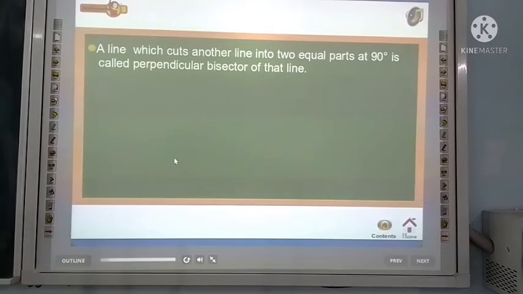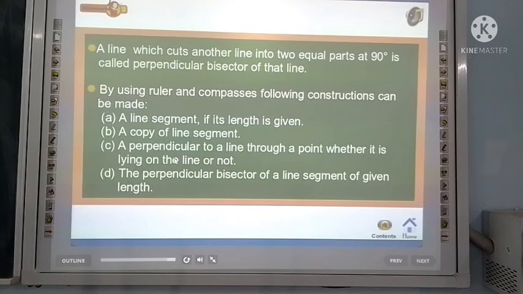A line which cuts another line into two equal parts at 90 degrees is called the perpendicular bisector of that line. By using ruler and compasses, the following constructions can be made. A line segment, if its length is given, a copy of a line segment, a perpendicular to a line through a point whether it is lying on the line or not, and the perpendicular bisector of a line segment of given length.